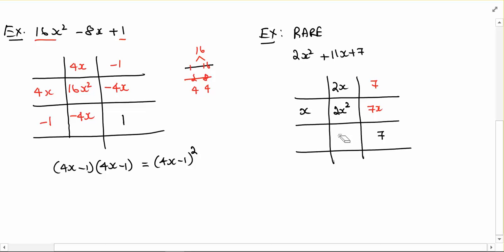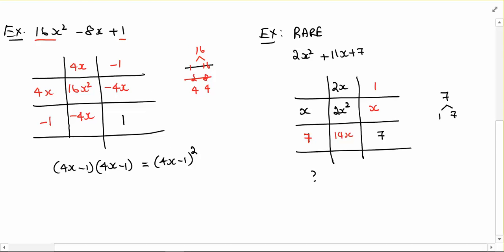So the only choice now I have for this problem, given that 7 only has one factor, 1 and 7, is to try the other way around, meaning to put a 7 here and a 1 there. Now if I did that, what happens? 1 times x is x, 7 times 2 is 14, right? And these two add to be 15. So the only combination I have is 1 and 7, and in both cases they didn't work out to be 11x.